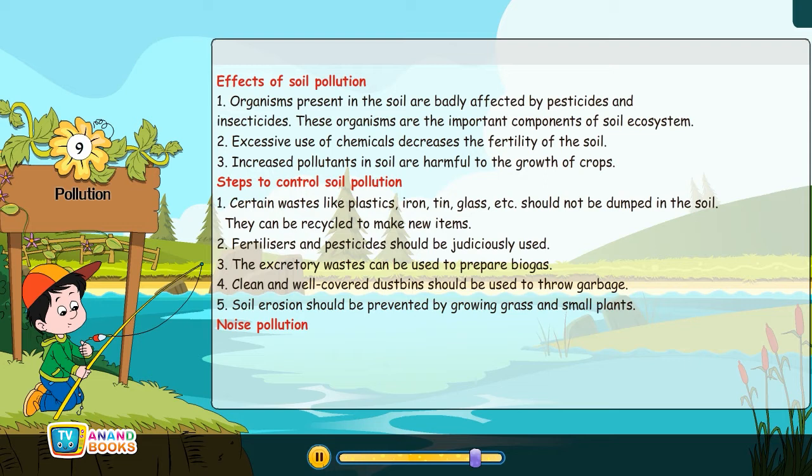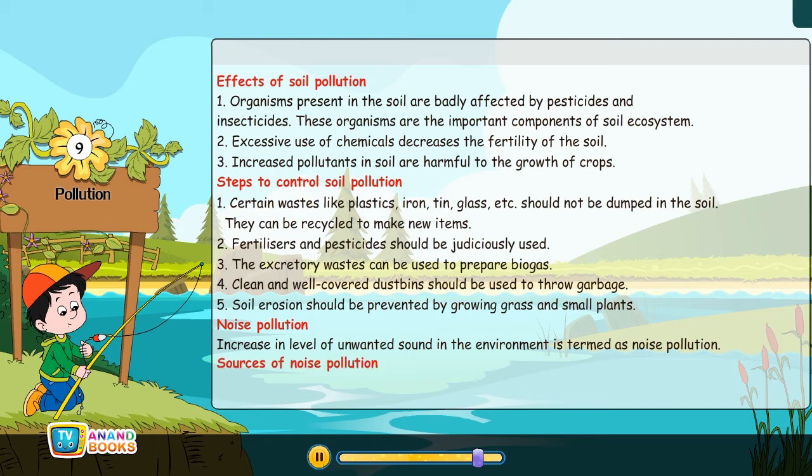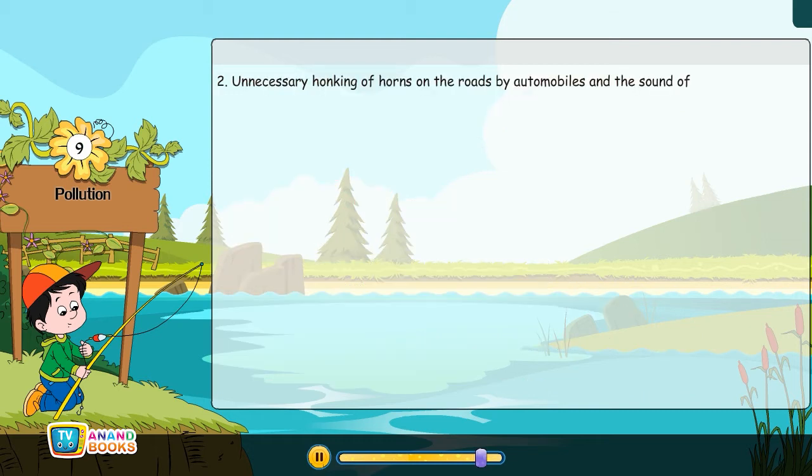Noise pollution. Increase in level of unwanted sound in the environment is termed as noise pollution. Sources of noise pollution. Industrial activities and motor vehicles are the main sources of noise pollution. Unnecessary honking of horns on the road by automobiles and the sound of running trains cause noise pollution.